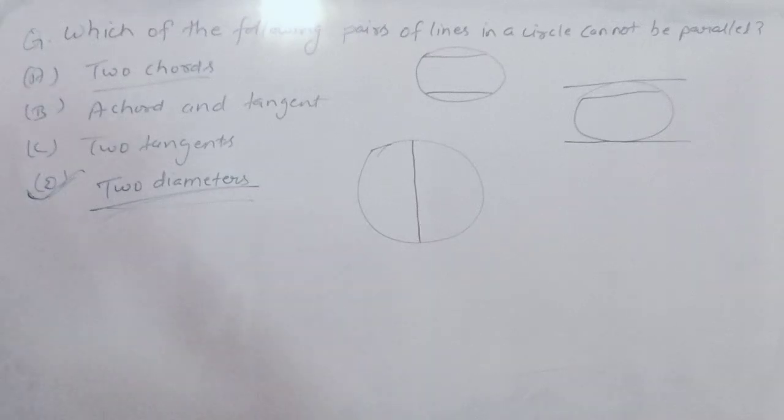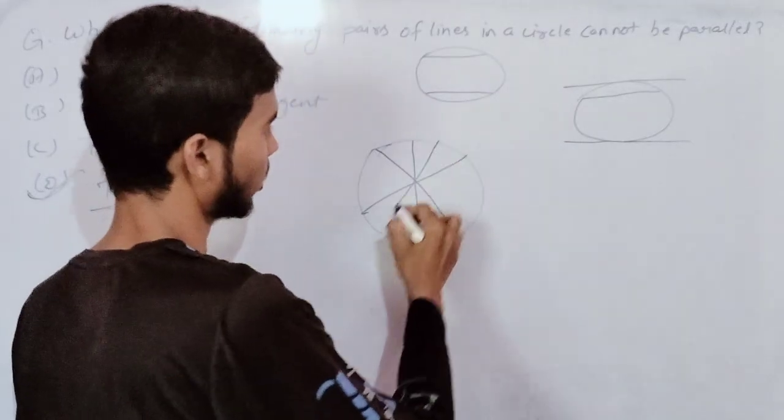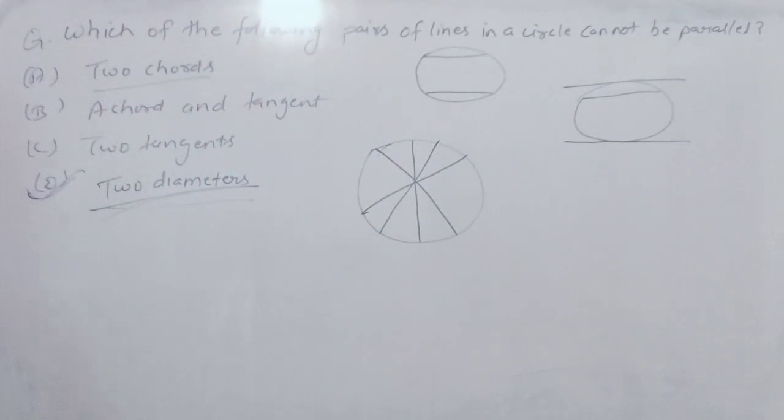Here you can see we can draw another diameter like that, but all diameters intersect each other. Parallel lines do not intersect each other.